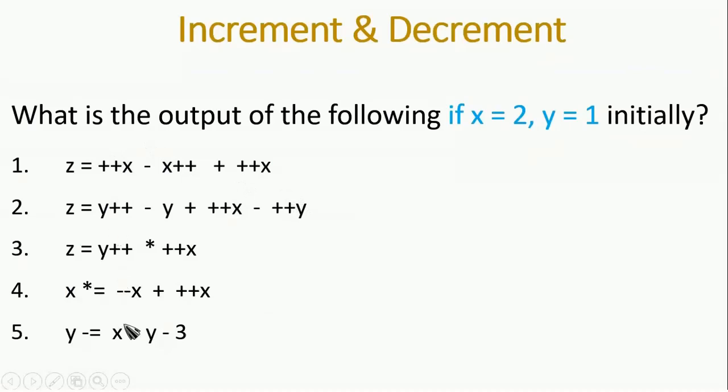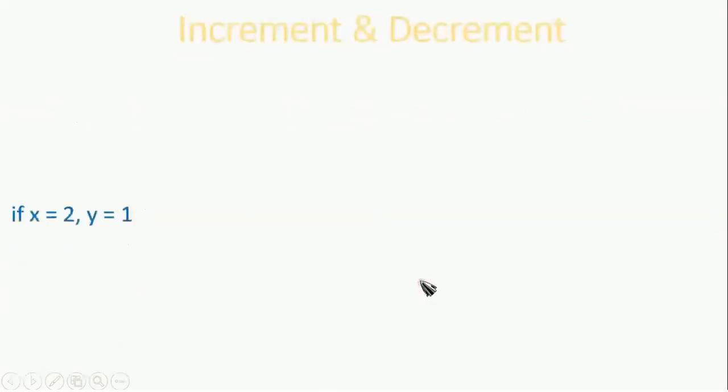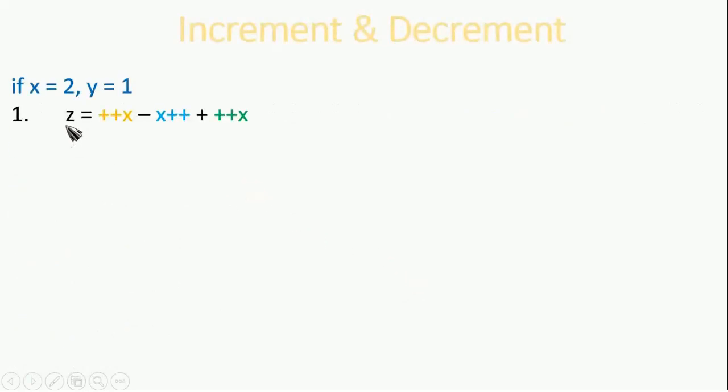Let us have these 5 sums. If x is equal to 2 and y is equal to 1 initially for all the sums. So the first sum, z is equal to ++x - x++ + ++x.